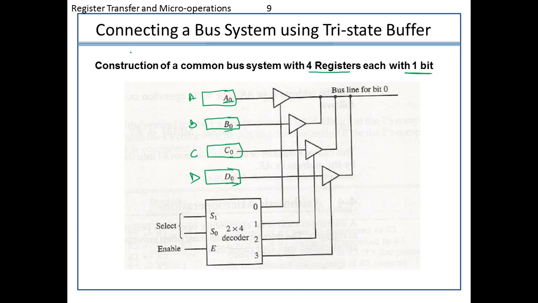So how can I design this entire structure using a three-state buffer? The idea of the bus system will remain the same: the common line will be common for one bit position only. If this is a bit position and this is, let's suppose, a register with the name M, then I will be using a 2 to 4 line decoder.